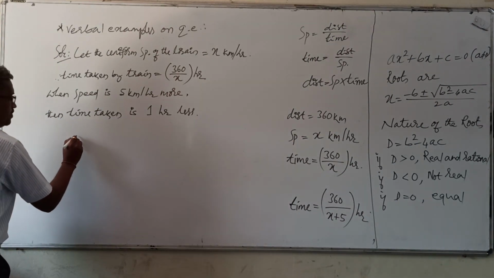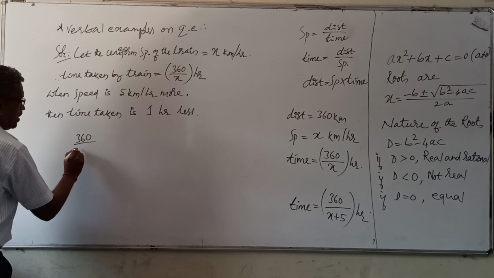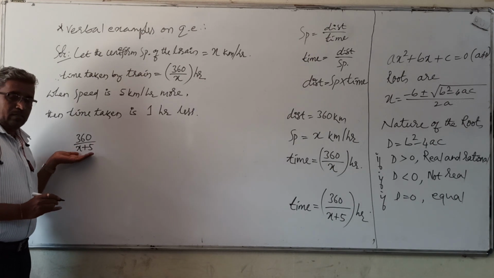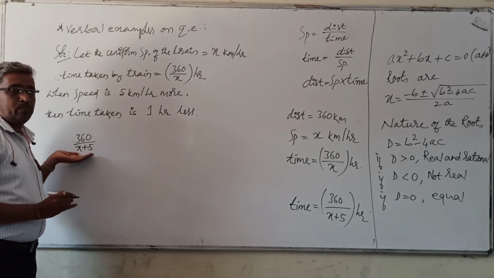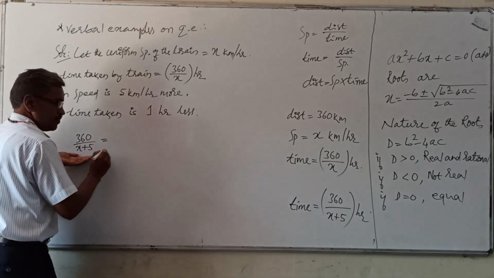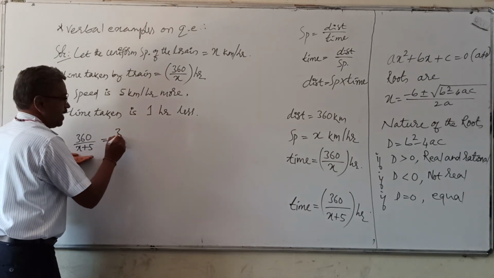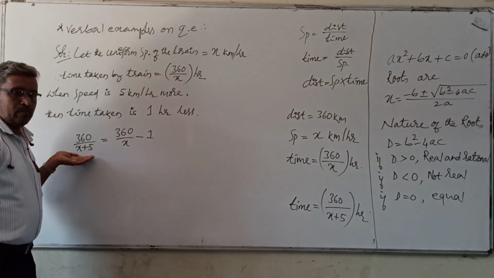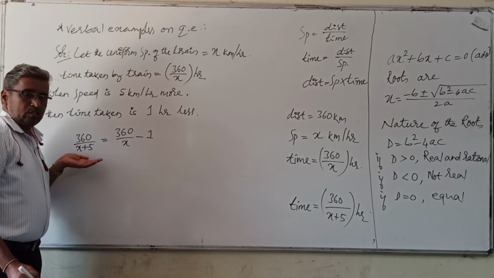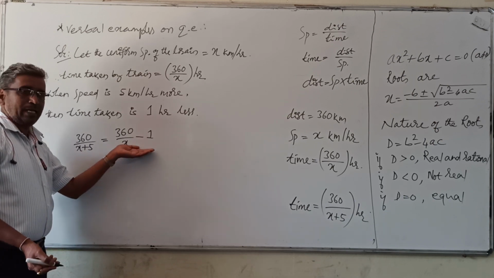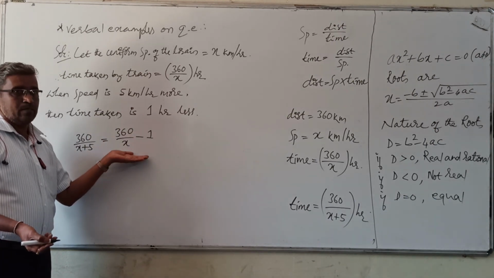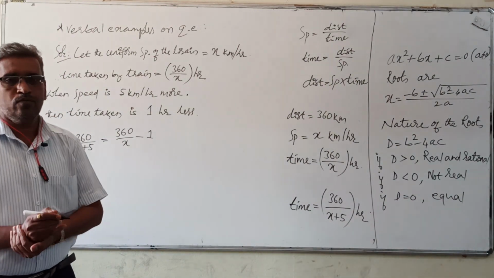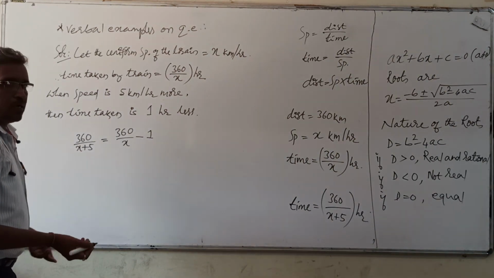So that is 360 divided by x plus 5 km, means when the speed of the train is 5 km per hour more, at that time it takes 1 hour less. See now, when 5 km speed is increasing, at that time it takes 1 hour less than the first time to cover the same distance. So try to put this in the standard form, then solve the example.